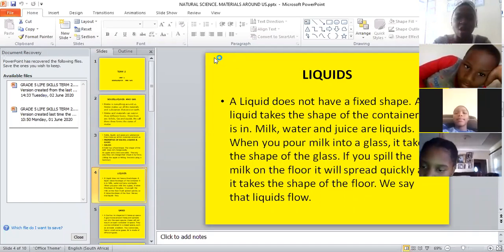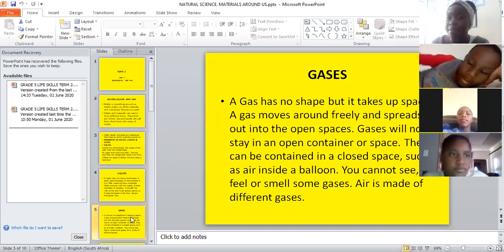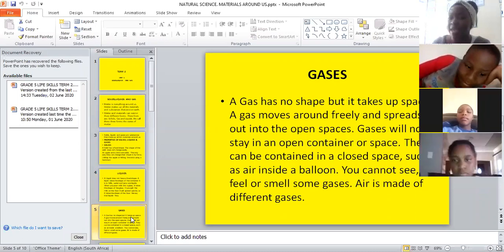Okay, so moving on to gases. They say a gas has no shape, but it takes up space. A gas moves around freely.